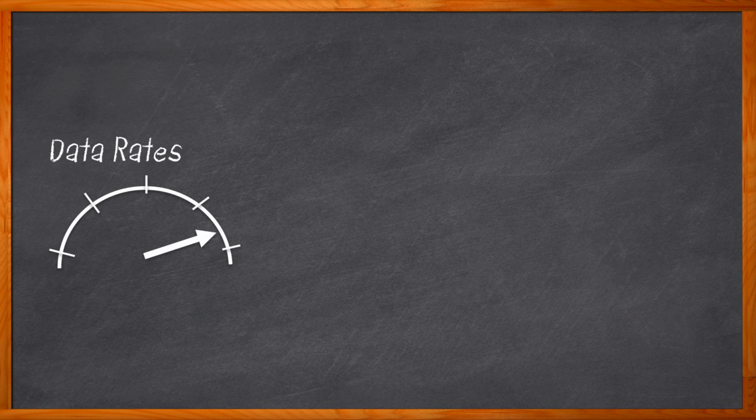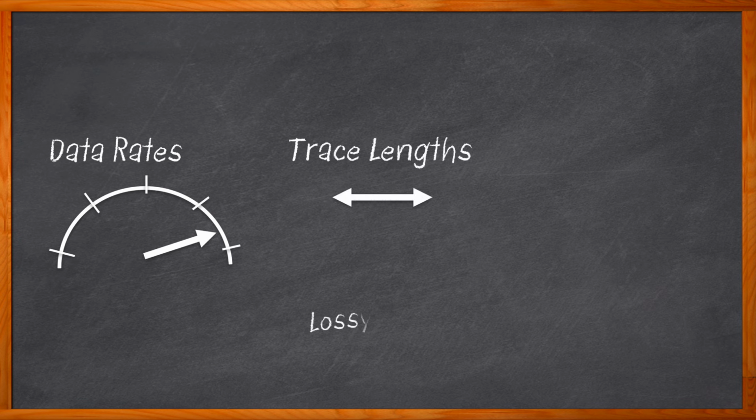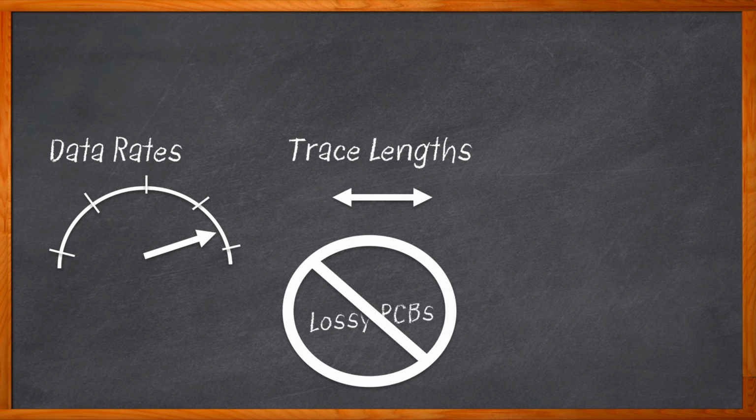Let's face it, data rates aren't going to slow down anytime soon, nor do we want them to. And frankly, our trace lengths on our PCBs are only going to get shorter. And I don't know about you, but I am not a fan of lossy PCBs. So, what can we do? We can get that signal out of the PCB and into a Twinax cable. Just fly it on over to where it needs to go.